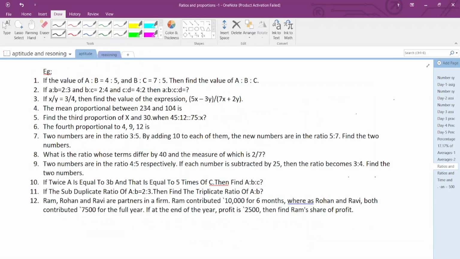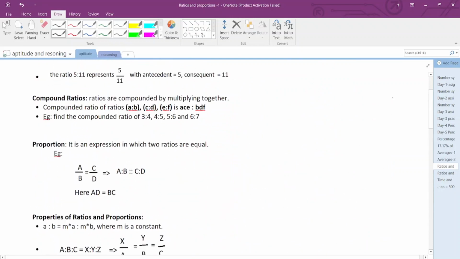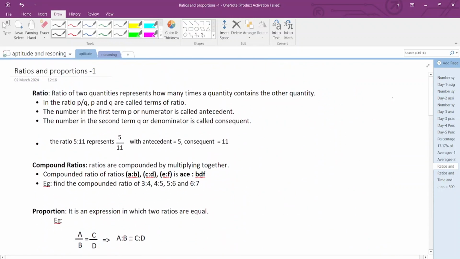Before I start, in the same way as for averages, I'm displaying 12 questions here. Kindly try them yourself. If you are able to do them, then it's okay. If you're not able to, these are very basic questions, so please watch this video, and after this video you will definitely be able to do all these kinds of questions. So without wasting our time, let's start ratios and proportions.